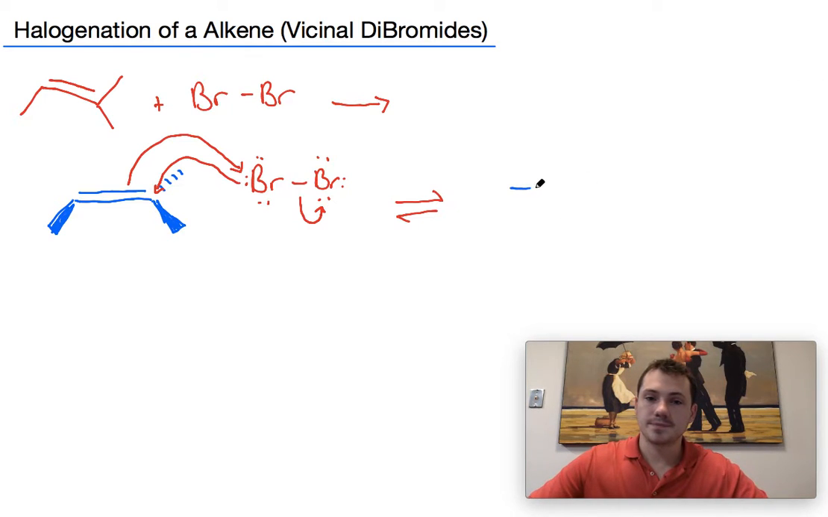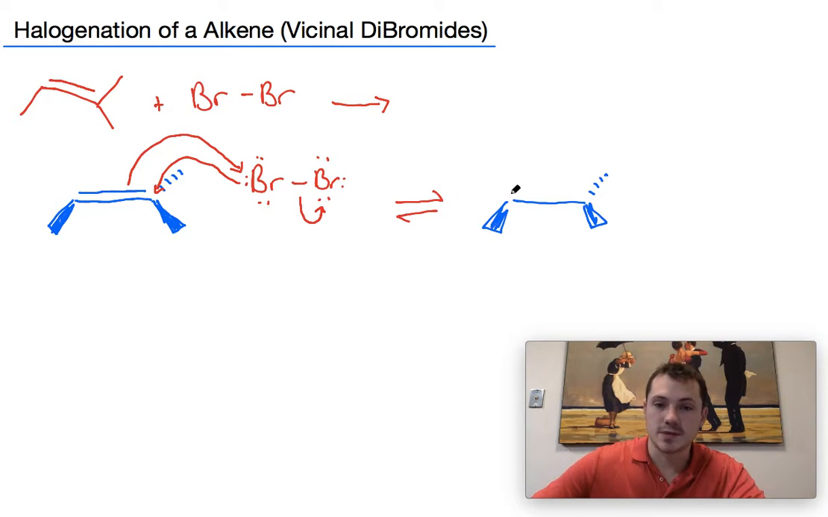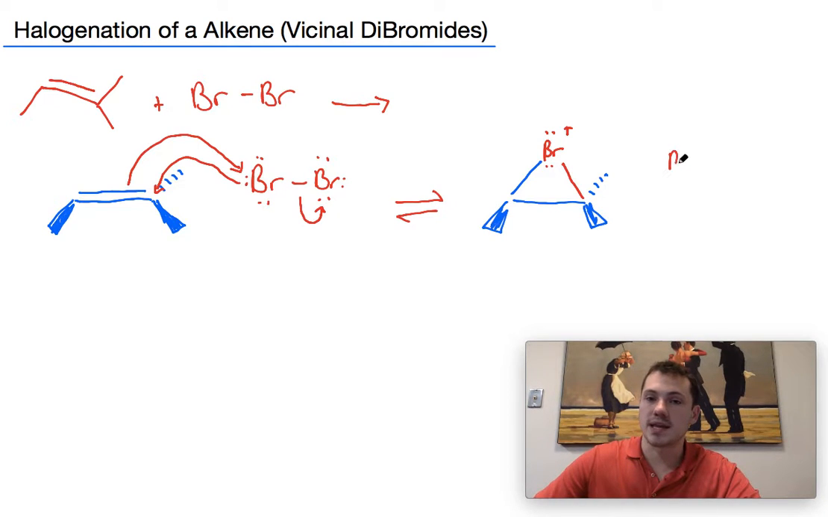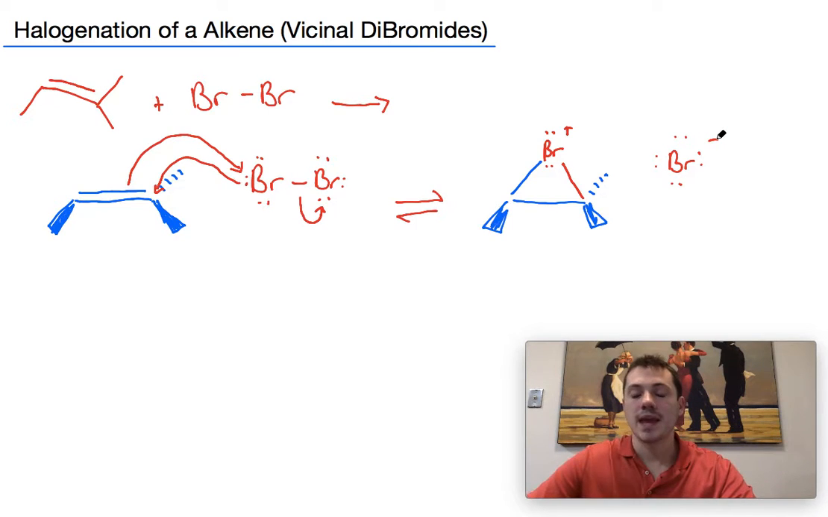And what's going to happen here is we are no longer going to have the double bond, because that double bond has hinged open. But pretty much everything else is going to be the same. I'm going to draw this in blue, and I'm going to draw the other one in red, just so you can see where they came from. This bromine is going to have a positive charge on it, and the other bromine that kicked off and took the electrons with it is going to have a negative charge on it. So this is what we have.